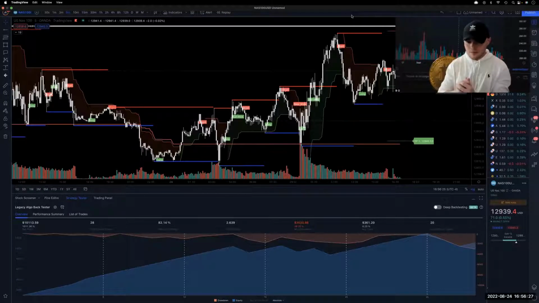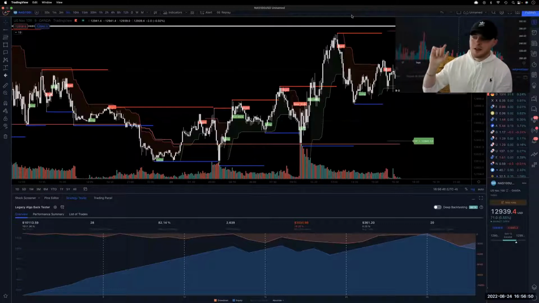So, for example, I have Legacy Algo here pulled up right now. I have it backtested the last 28 trades. It essentially backtested the last few months with the specific settings that I have to give you guys the results, so you guys can see what its performance would be like versus having to always forward test and manually go on replay mode and press replay and then mark it out and all that kind of stuff.